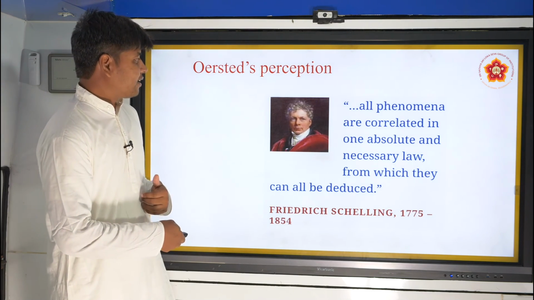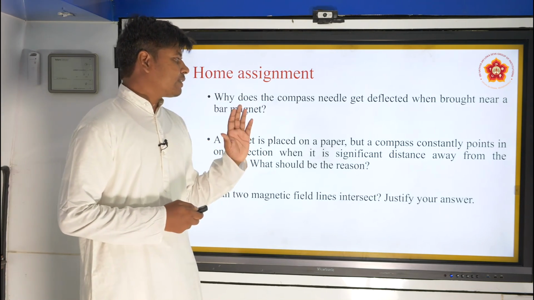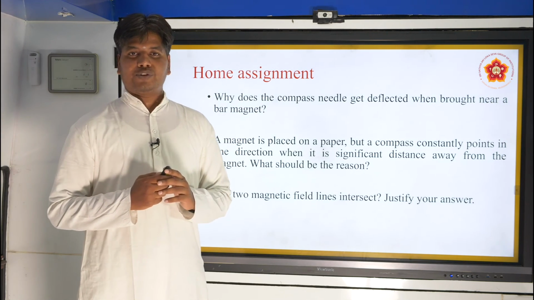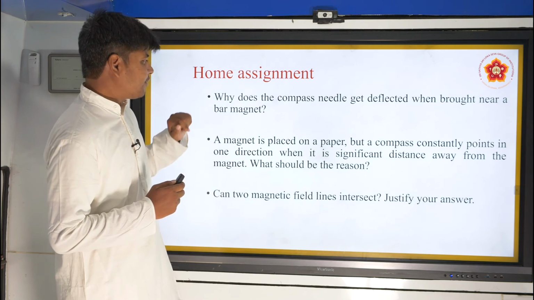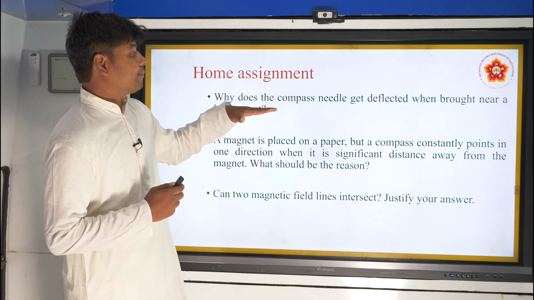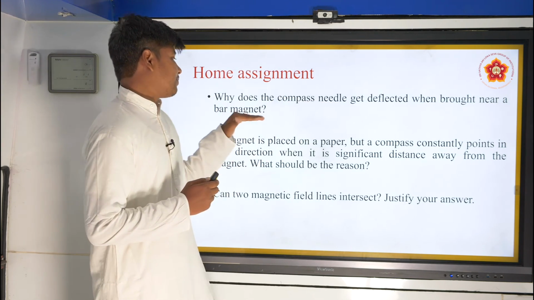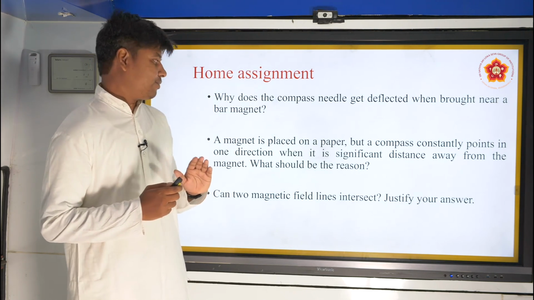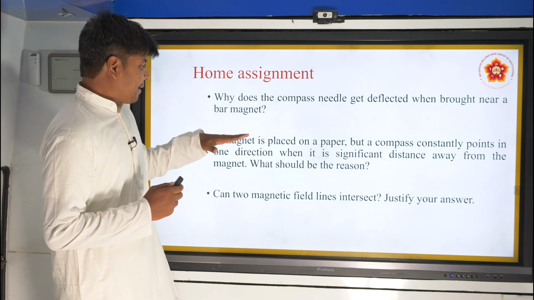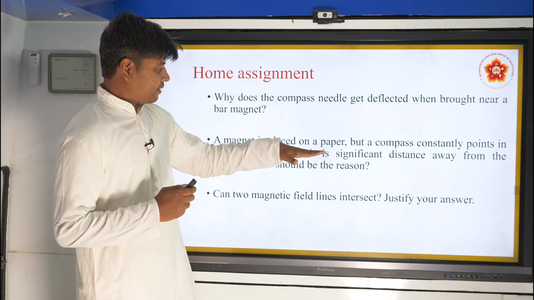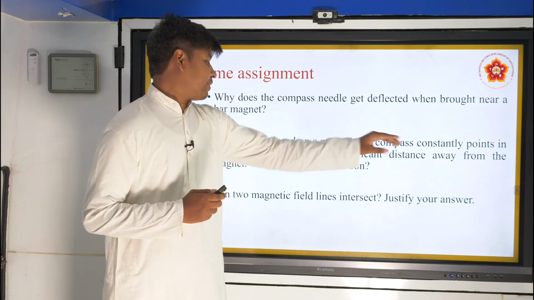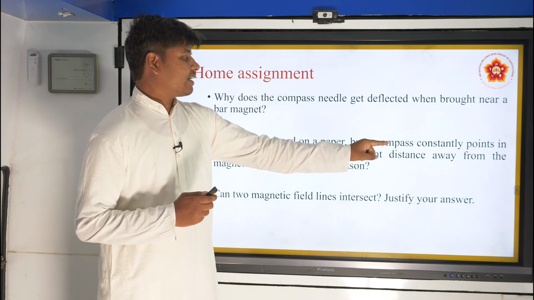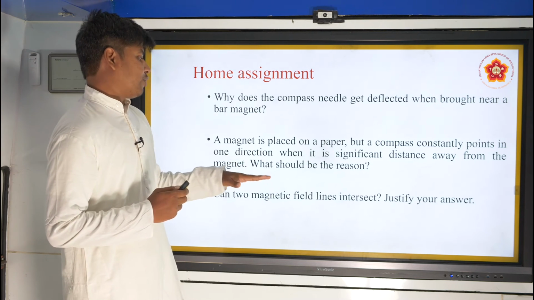Before going, I'll give you some questions. You can try them out and answer them to your instructors. First question: why does the compass needle get deflected when brought near a bar magnet? An easy question, I know you can answer it. Second question: a magnet is placed on a paper, but a compass constantly points in one direction when it is significantly distant from the magnet. What should be the reason?